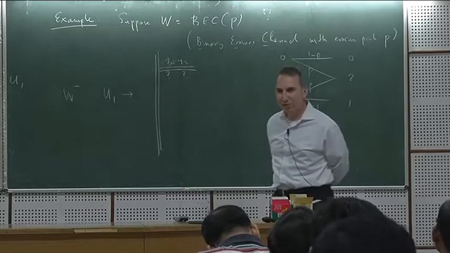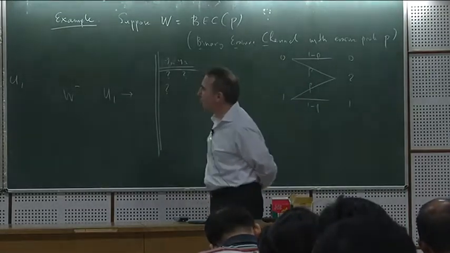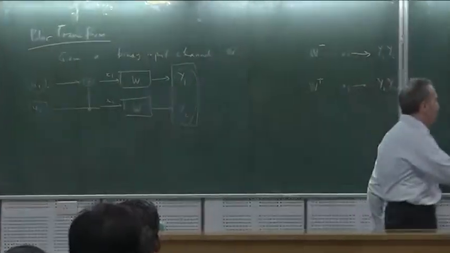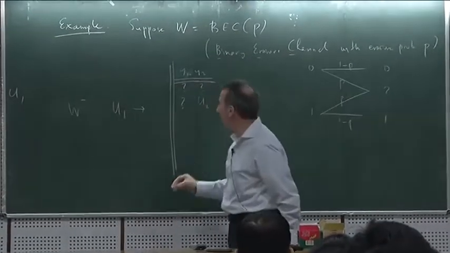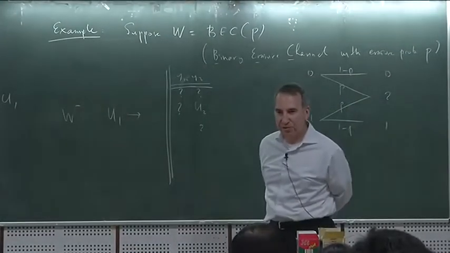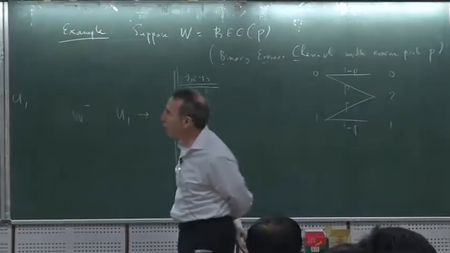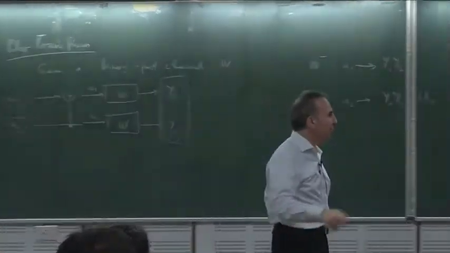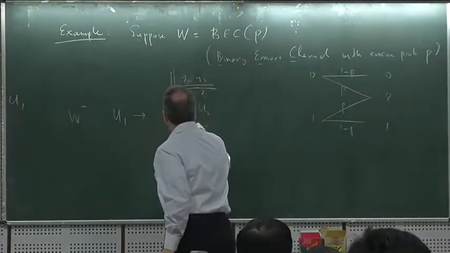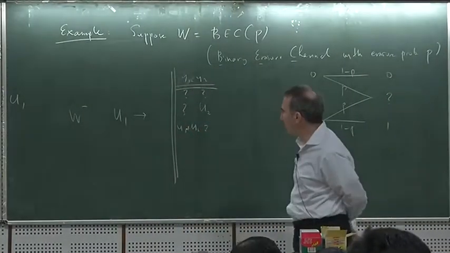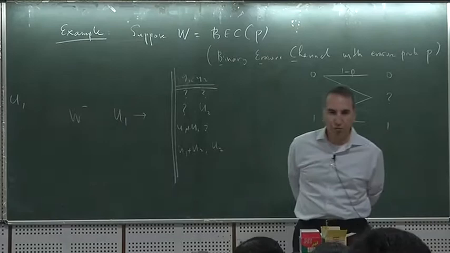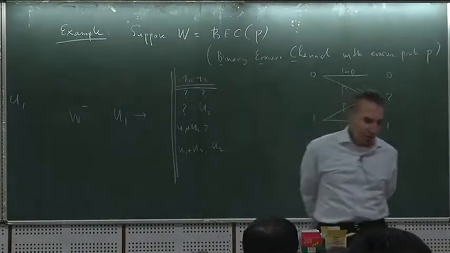Either they're both question marks, or let's say Y1 is a question mark, but Y2 doesn't erase, so you obtain the output of the second channel, U2. Or the second one erases, and you receive the output of the first channel, whose input is U1 plus U2, so Y1 is not erased and you get U1 plus U2. Or neither erases, so you get U1 plus U2 and U2. These are the possible values of the Y1, Y2 pair.